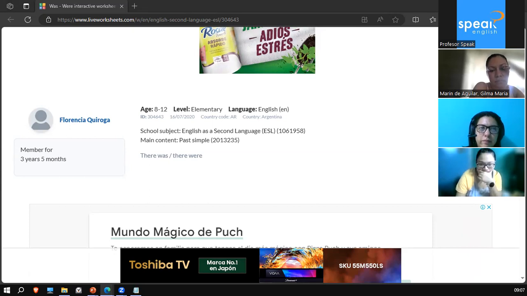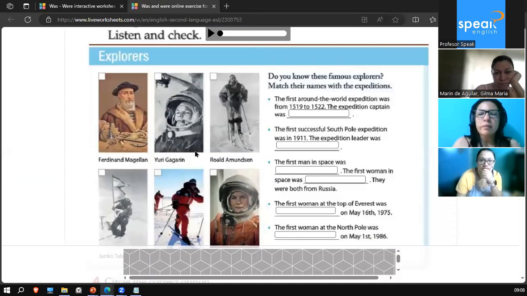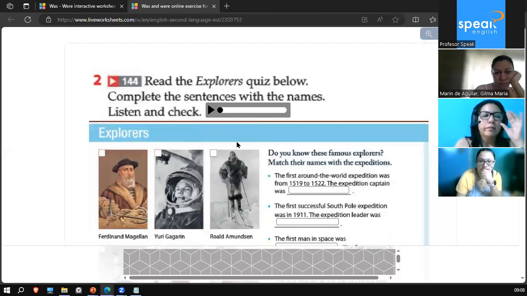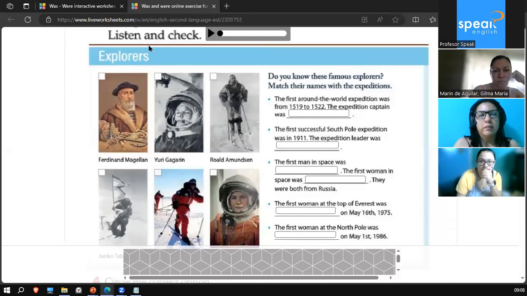Algo bien complicado. Por favor, vámonos a este link, siempre con lo mismo, ¿verdad? Y vamos a escuchar un poquito acerca de explorers, right? It says, read the explorers quiz below. Complete the sentences with the name. And then you, if you want, listen first.